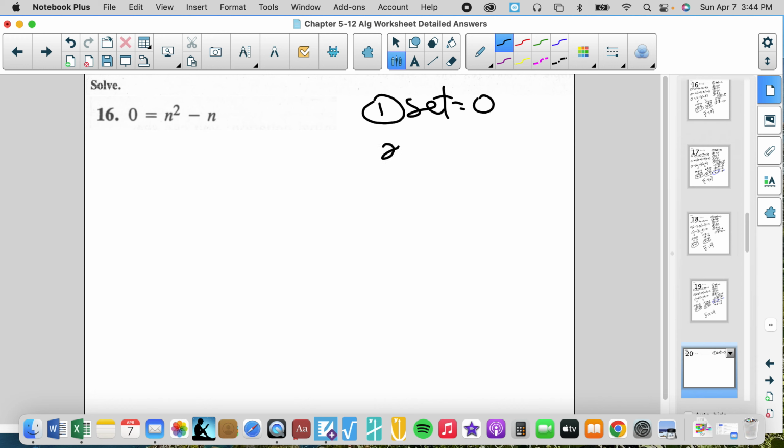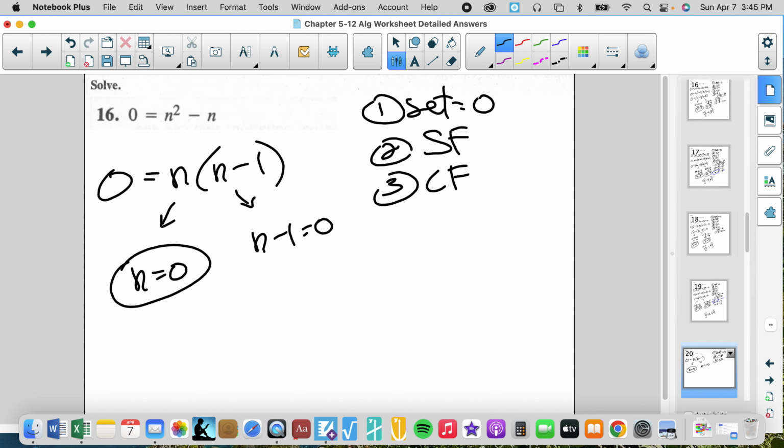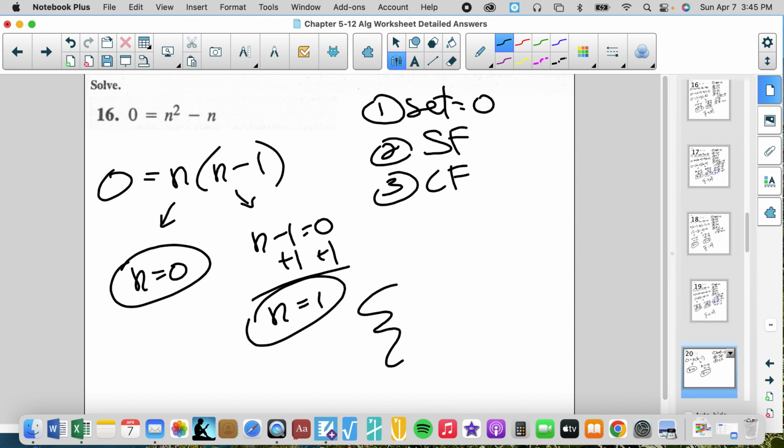We're good. Common standard form. Yes. Common factor. Yes, there's a common factor. We can take out an n and we get n minus 1. So now we've already turned it into a product. So we set each one equal to 0. So my two solutions are 0 and 1. And remember, in the first 9, we saw this very similar problem.